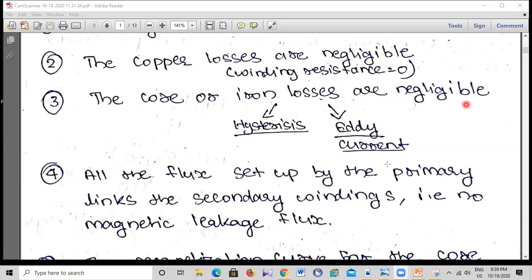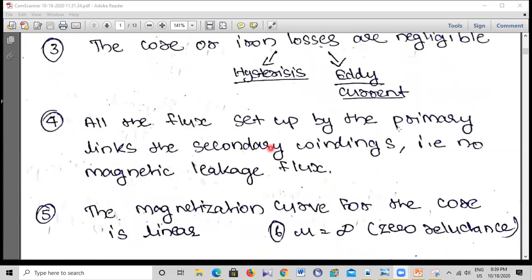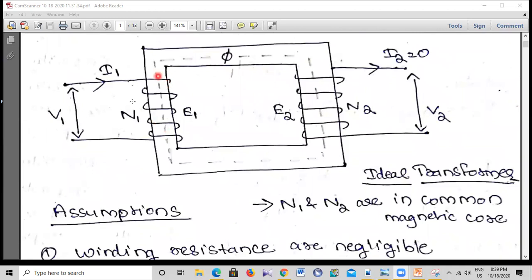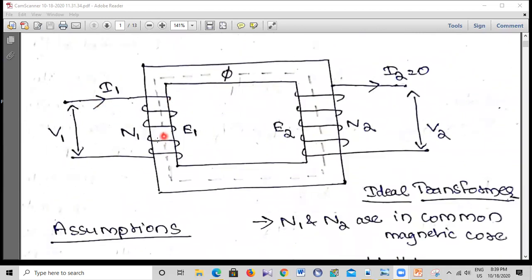Okay. And all the flux set up by the primary links the secondary winding. That is, there is no magnetic leakage flux. Whatever flux is generated because of the input current I1, all that flux will be linking the secondary also. So in that case, between E1 and E2, there are no losses.